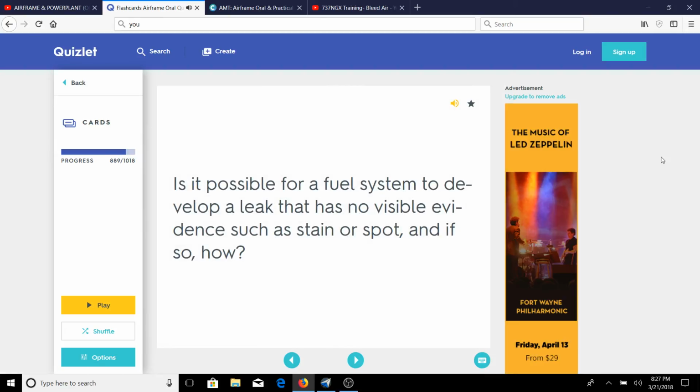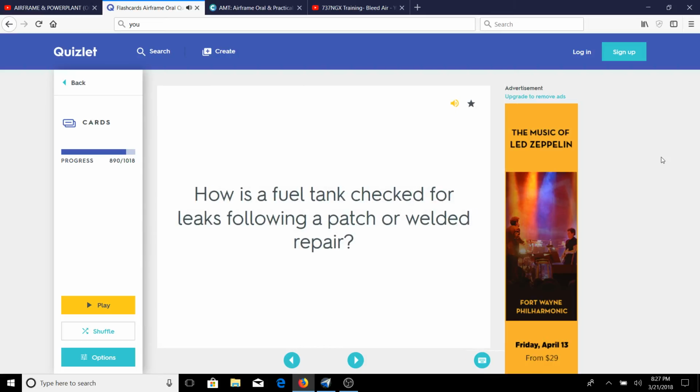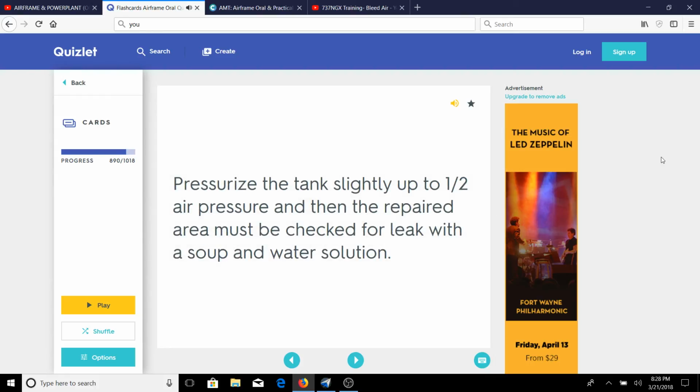Is it possible for a fuel system to develop a leak that has no visible evidence such as a stain or spot, and if so, how? An internal component such as a valve could develop a leak. How is a fuel tank checked for leaks following a patch or welded repair? Pressurize the tank slightly, up to 1/2 psi air pressure, and then the repaired area must be checked for leaks with a soap and water solution.